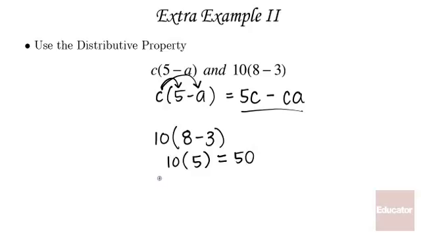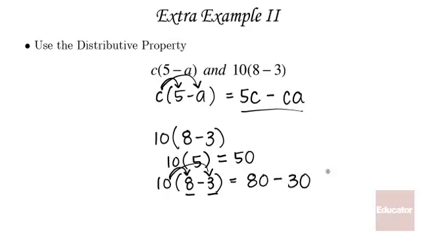Or if you have to use distributive property, take the outside number and multiply it to that first one. Okay, so this is 80. Write this sign to separate them. Then I'm going to do 10 times the second number, which is 30. And then 80 minus 30 is 50. So you have to make sure that these numbers are the same. Okay, and that's your answer.